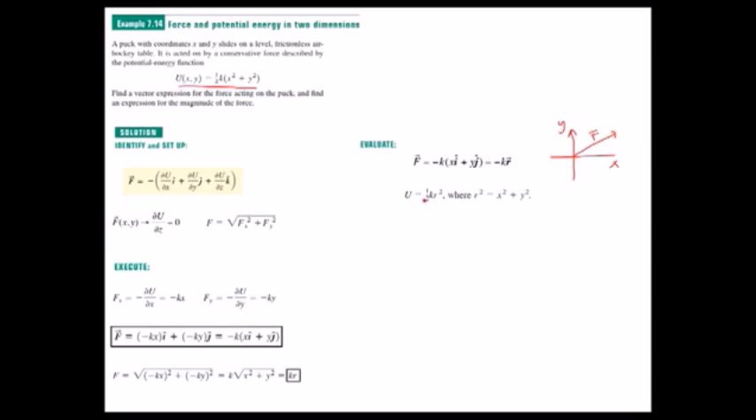And I note that U can be written as 1/2 k r squared, where r squared is x squared plus y squared. And I can now differentiate U with respect to r, with a minus sign, of course, and I get minus kr, which is what I have here. So as we found above, the force has a magnitude of kr, and actually the force points towards the origin because of this minus sign. And this ends example 7.14.